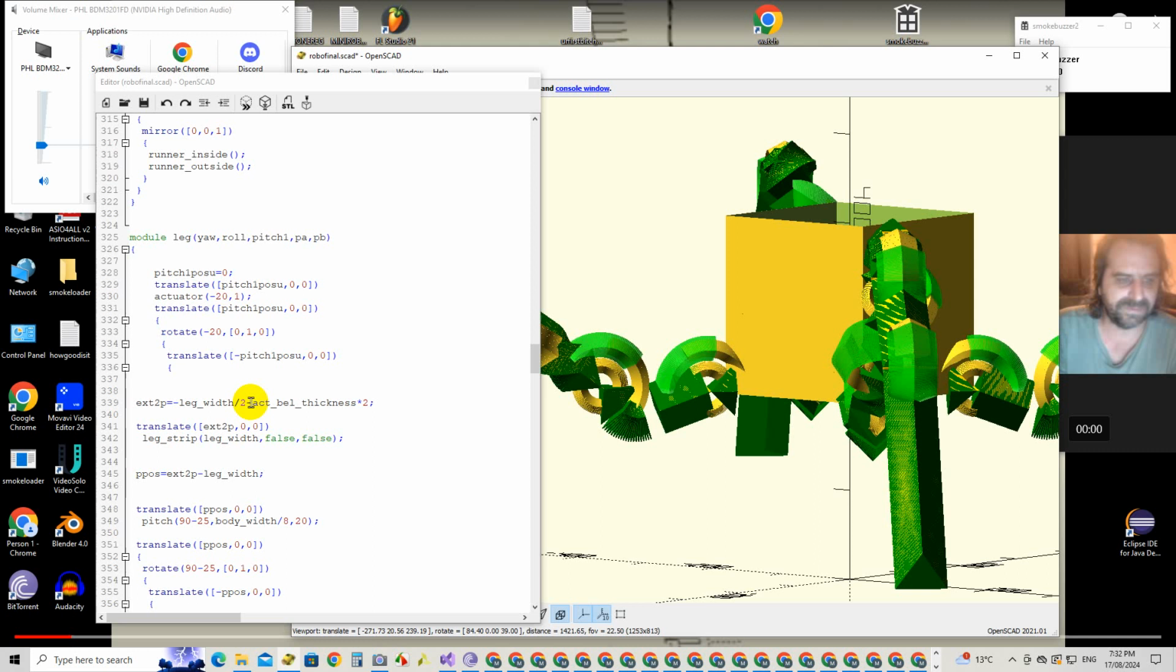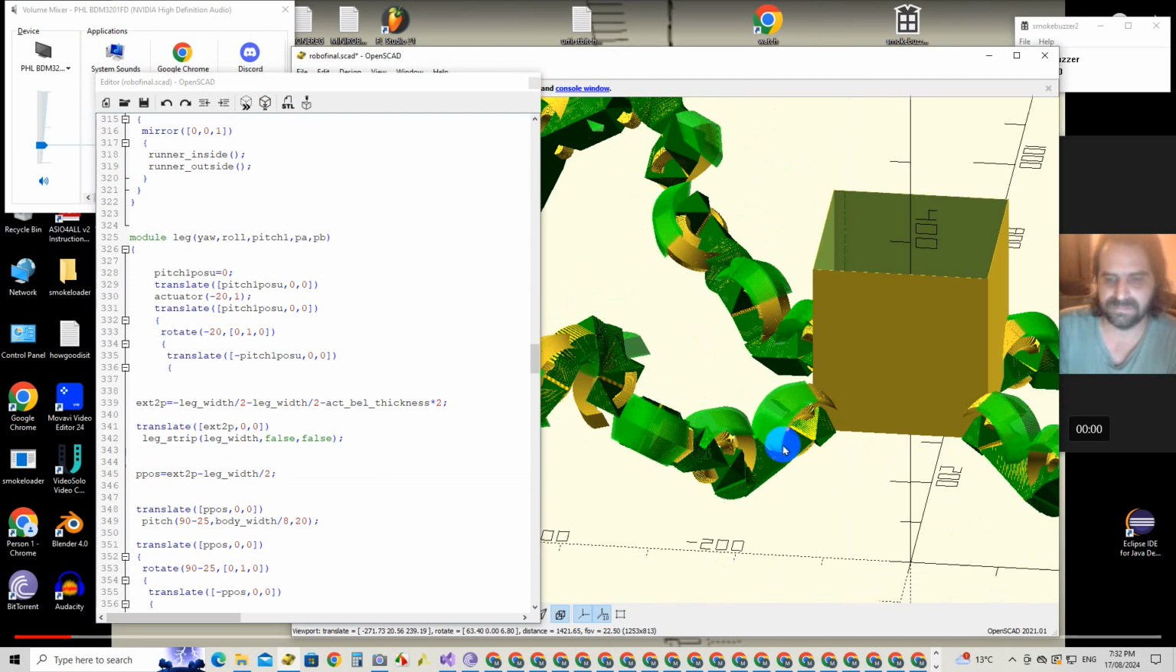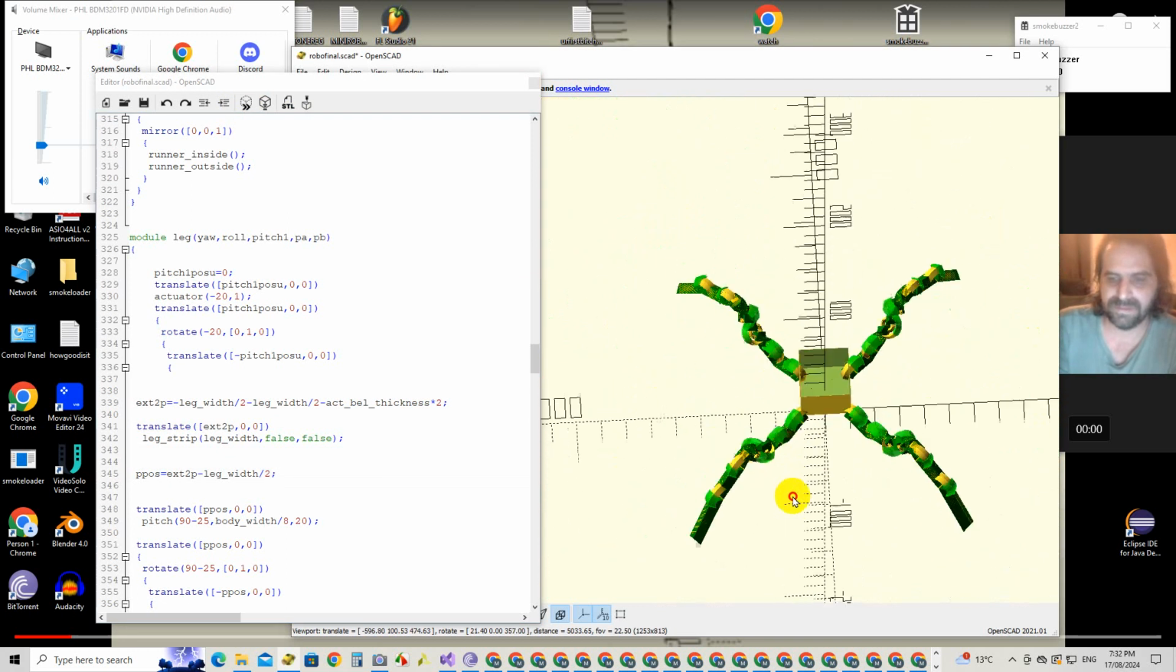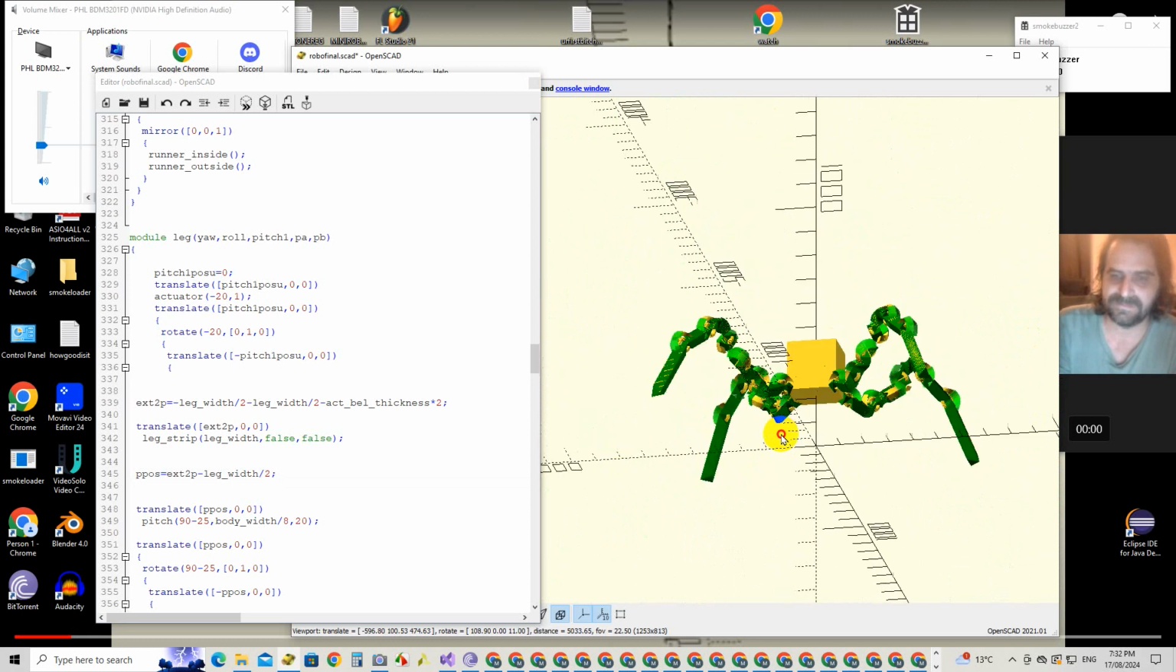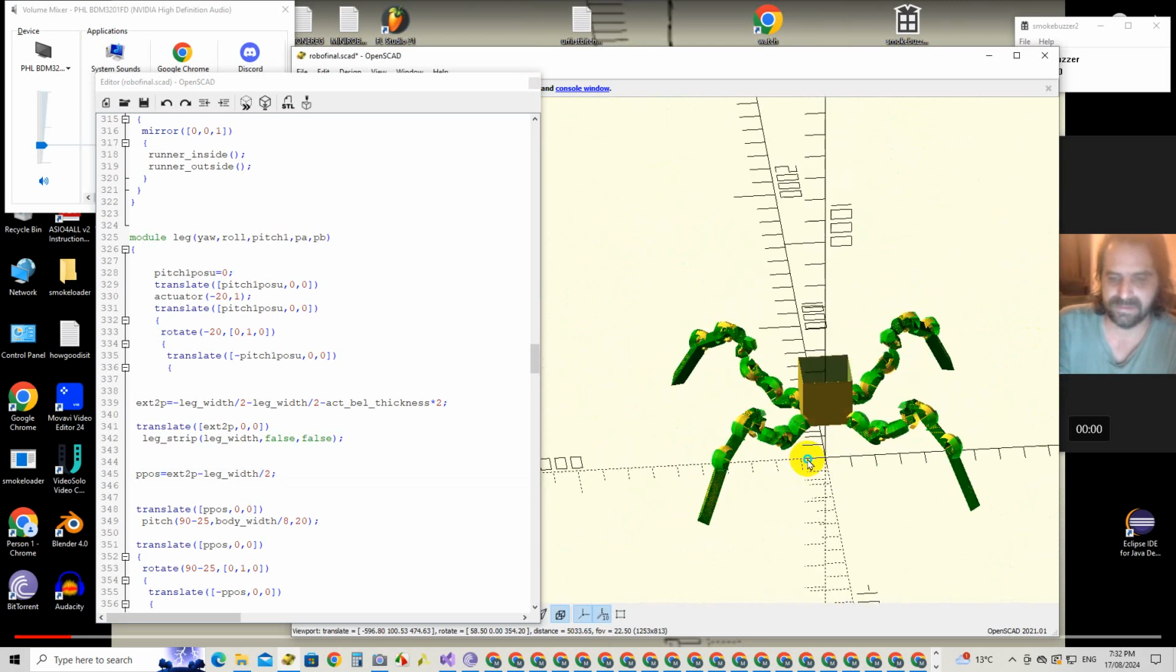So what I have to do is take leg width divided by 2, and that's take leg width divided by 2, and there you go. Oh yeah, it looks better. Connected it.